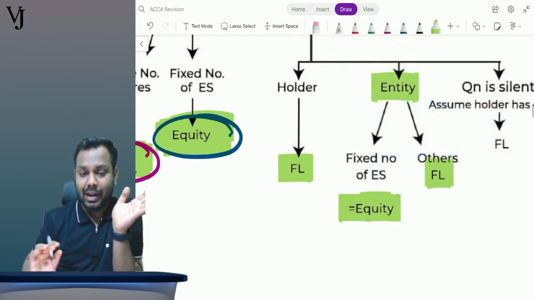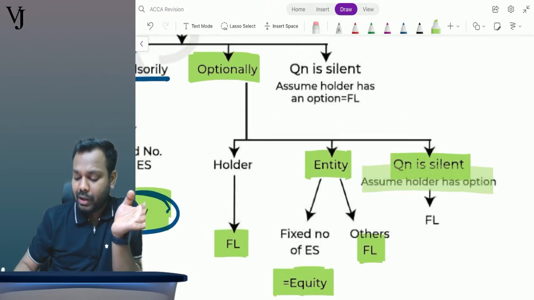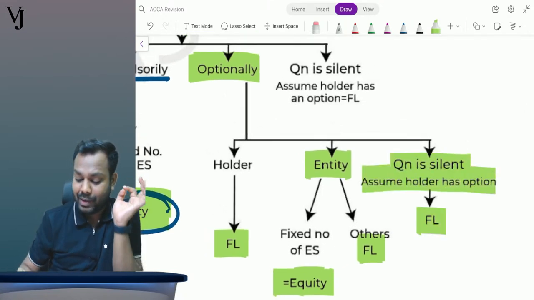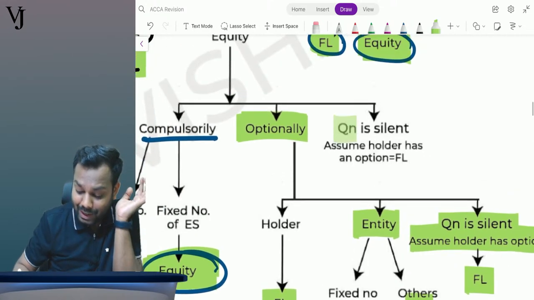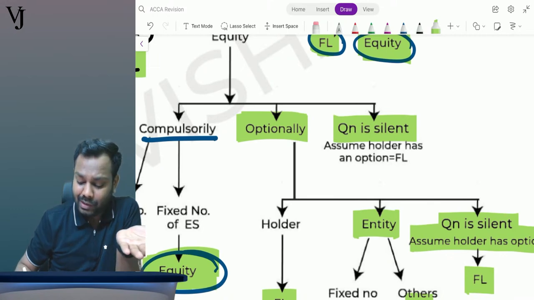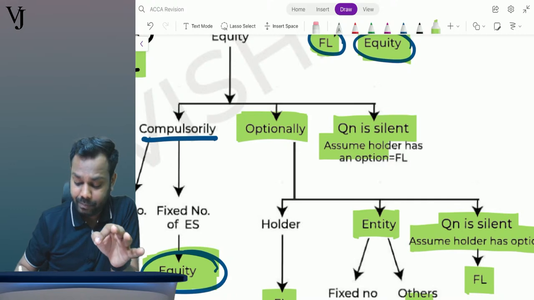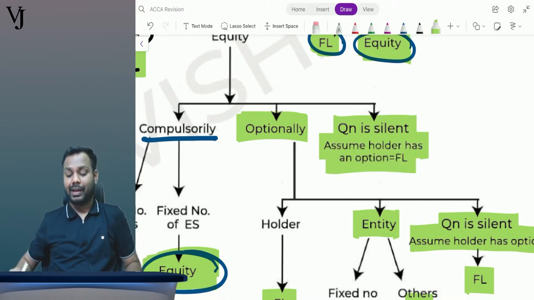Otherwise, it is a financial liability. Now, if the question is silent about who has the option, assume that the holder has the option and it becomes a financial liability. Now, if the question is again silent about whether it is optionally convertible or compulsorily convertible, assume it is optionally convertible and the holder has the option, and it is a financial liability.